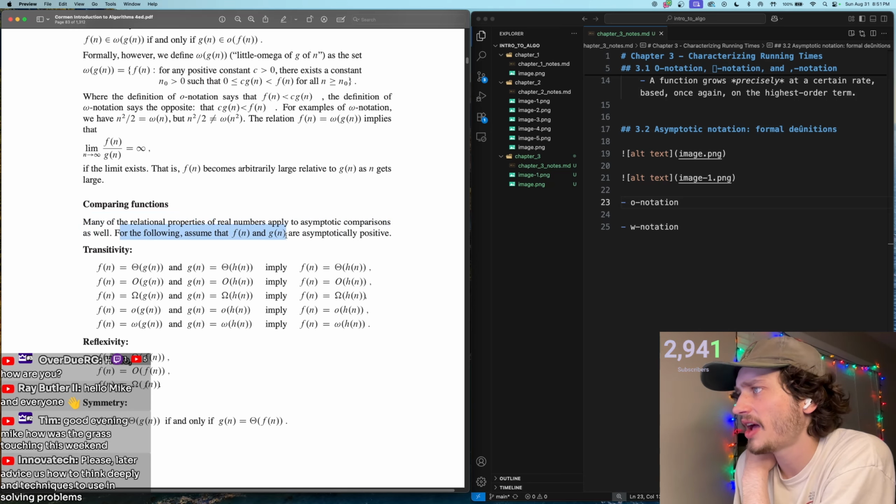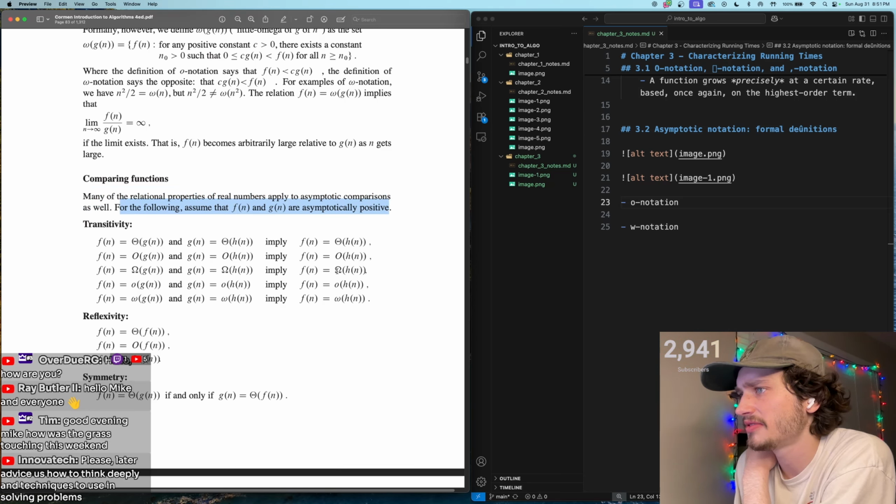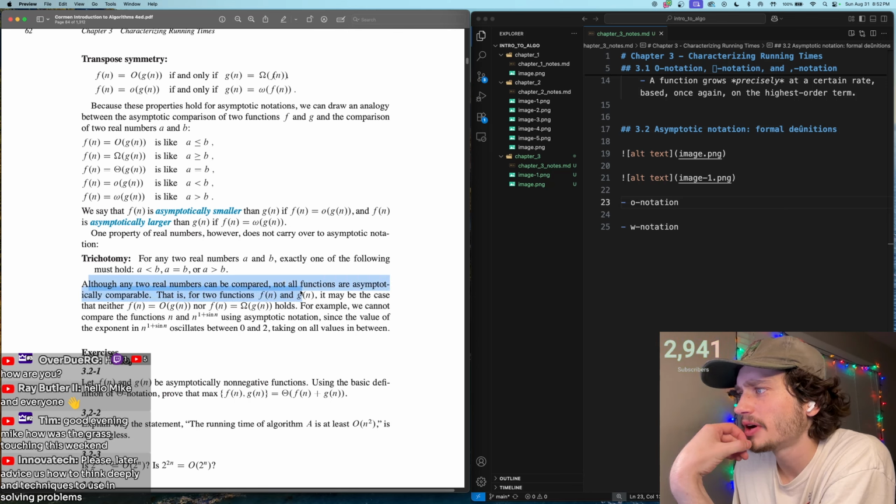Comparing functions. Relational properties of real numbers apply to asymptotic comparisons as well. For the following, assume that f(n) and g(n) are asymptotically positive. Although any two real numbers can be compared, not all functions are asymptotically comparable. That is, for two functions f(n) and g(n), it may be the case that neither f(n) = O(g(n)) nor f(n) = Ω(g(n)) holds. For example, we cannot compare the functions n and n^(1+sin n) using asymptotic notation.